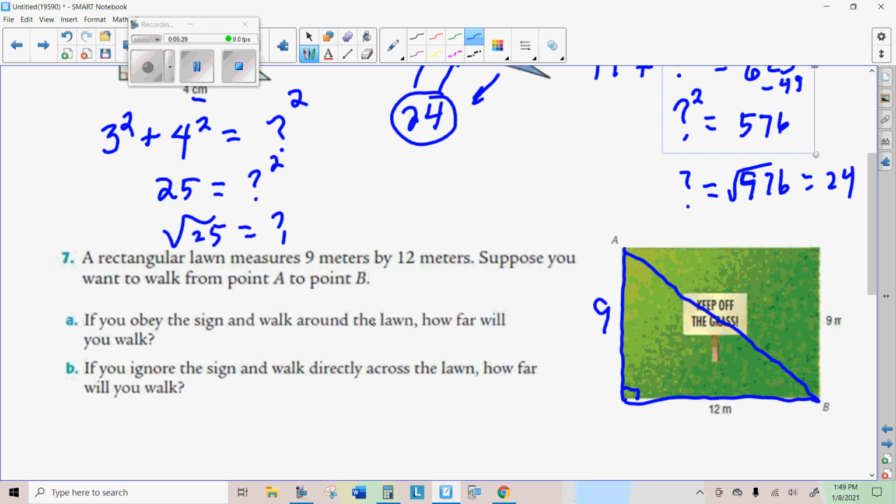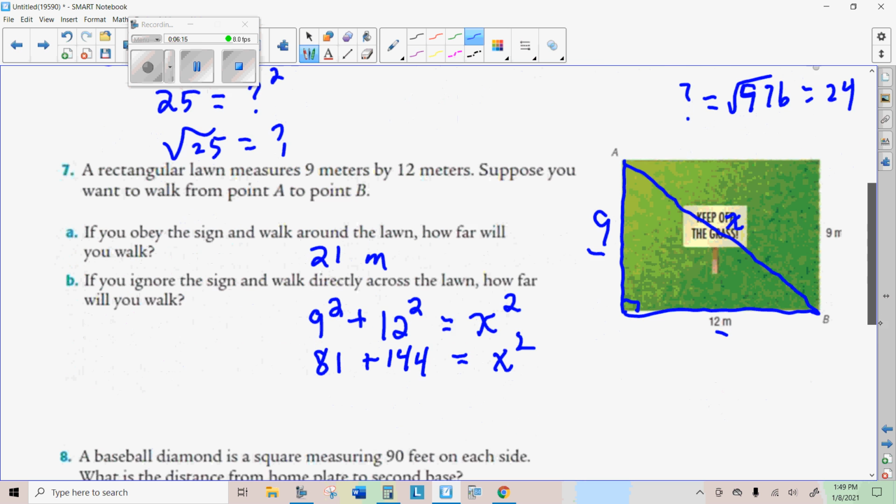We want to know how far you would walk if you obey the sign. Well, we just have to add 9 plus 12, which is 21 meters. And if you ignore the sign and walk directly across the lawn, how far will you walk? Here we need Pythagorean's theorem. Let's call this distance x. That's the longest side. So the two legs squared, the area of the squares on the legs added together, 9 squared plus 12 squared, will equal the area of the square on the hypotenuse, which is x squared. So I'm going to add 9 squared, which is 81, to 144.